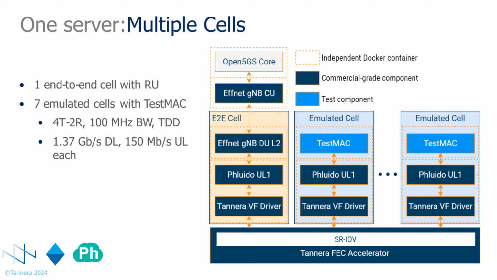Emulated cells use the same physical layer software as the end-to-end cell, but it is driven by instances of TestMAC software which emulates radio and upper layers. Emulated cells are also configured for downlink-centric TDD configuration, with the difference of having 4 downlink and 2 uplink layers. All components run in separate containers. The accelerator is accessed through virtual functions and shared among all 8 cells.